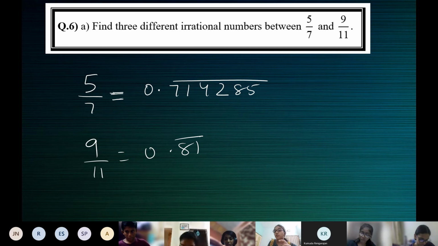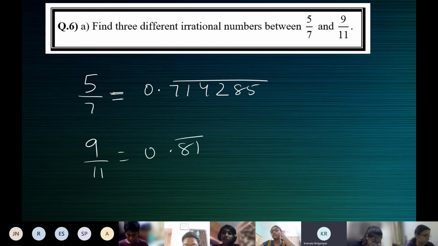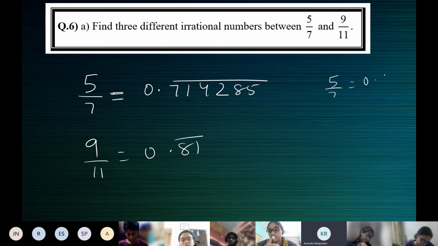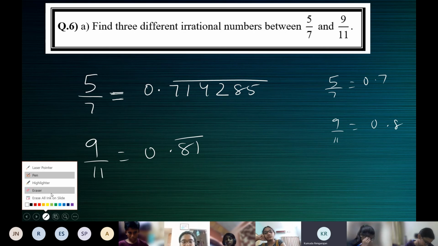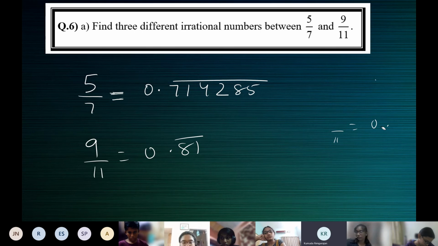Yeah, final. Now children, in the exam you cannot use a calculator. You have to find the value of 5/7 by performing the long division. You have to find the value of 9/11 by performing the long division. But the trick is, you don't have to find the full value. But your teacher will expect you to write the full value. Actually, when you get 5/7 is equal to 0.7, that itself is enough, and 9/11 is 0.8, that's enough. But your teacher will expect you to write the full decimal expansion. So you get used to that.